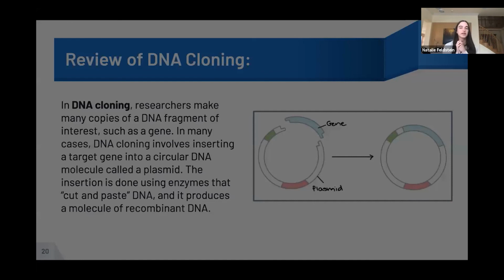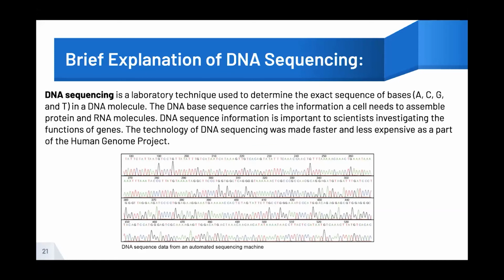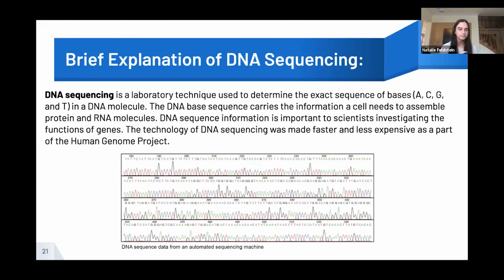So this is a brief explanation of DNA sequencing. DNA sequencing is a laboratory technique used to determine the exact sequence of bases, A, C, G, and T's, in a DNA molecule. The DNA base sequence carries information a cell needs to assemble protein and RNA molecules.